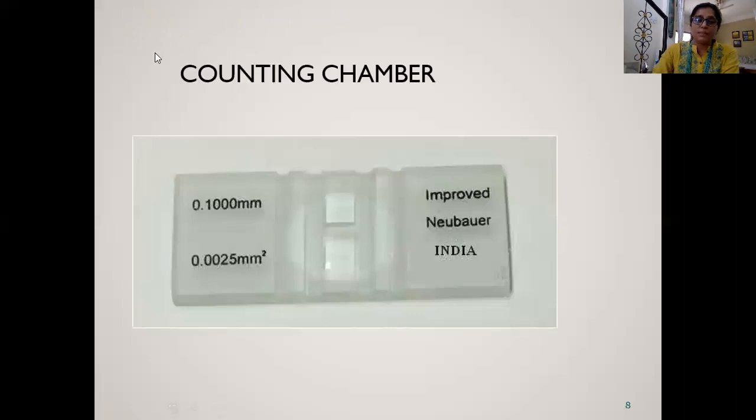Now look at this improved Neubauer's chamber. Again, the depth would be the distance between the cover slip which you will place here and this chamber, which is the metallic part having the grid. This metallic part has an etching of grid over it, which is totally graduated, totally measured. Now this 0.1 mm is the depth, that is the depth of the blood film which is going to be formed.